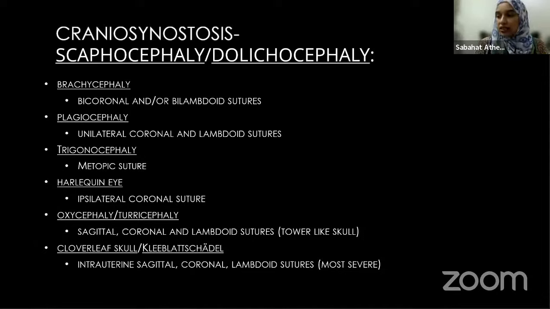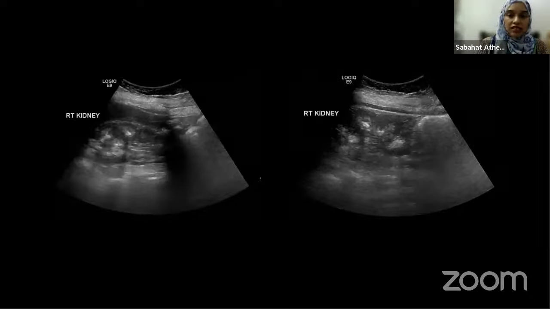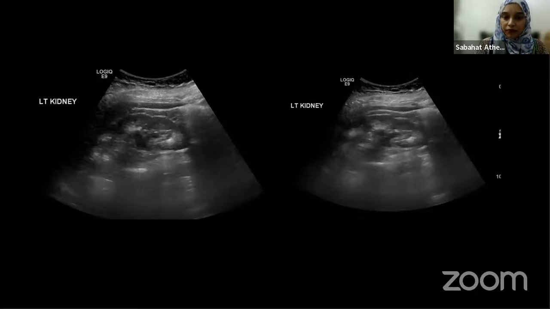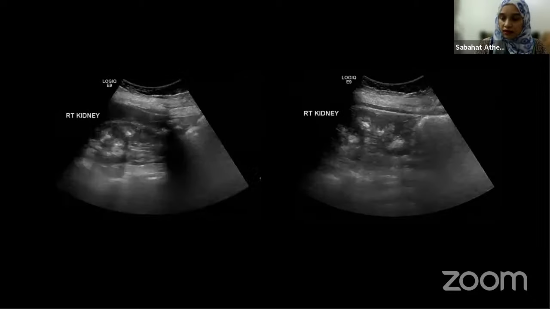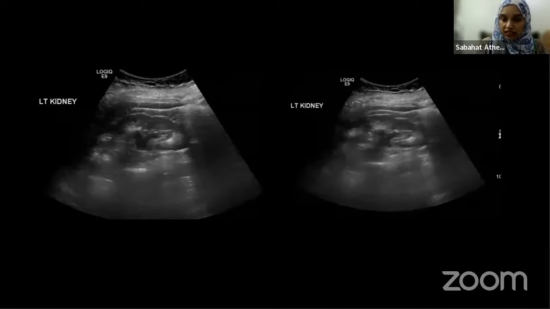So this is craniosynostosis, which is this case, and that case was of sagittal suture fusion, dolichocephaly, okay? Let's go next. So this is a female patient. Go ahead. What do you think is happening here? So this is a renal ultrasound, both the kidneys.